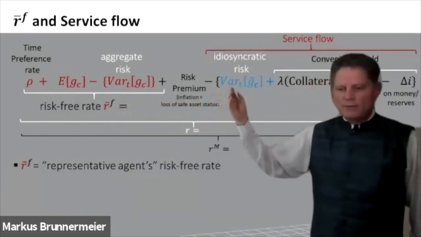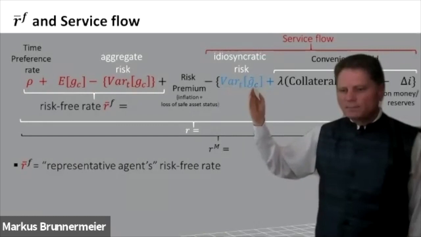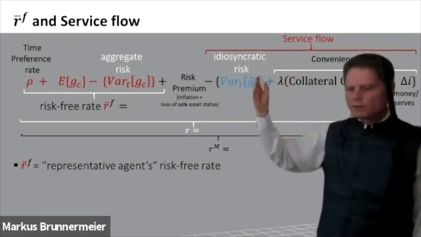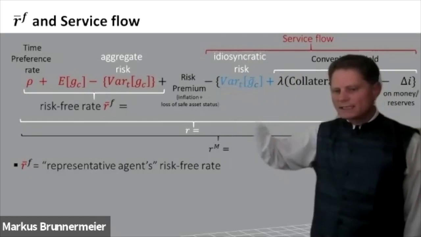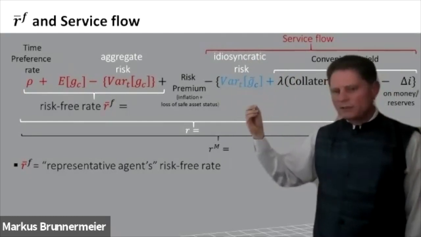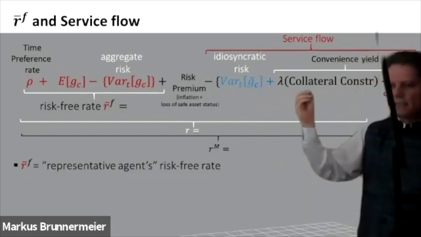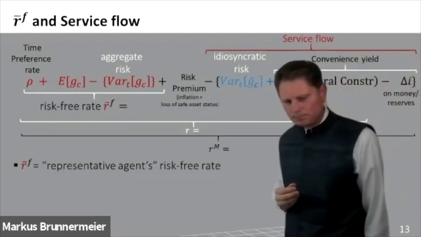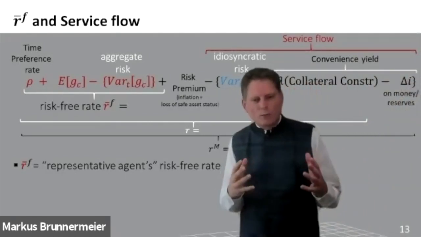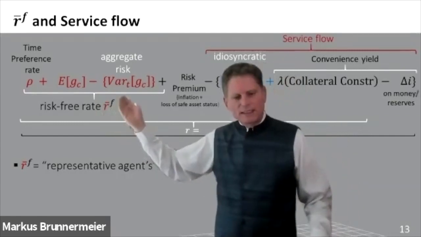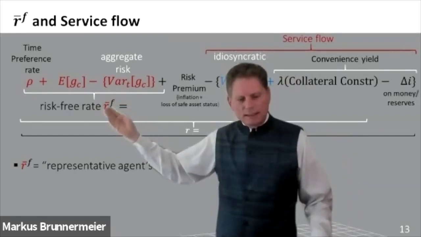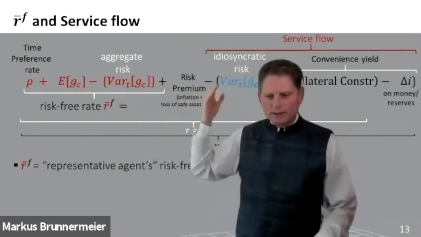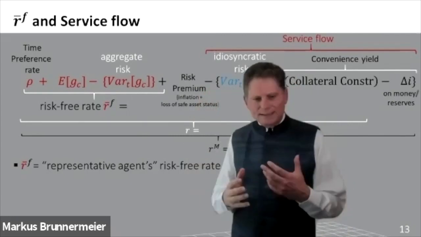But now I have this idiosyncratic risk term over here. And instead of calling this whole thing convenience yield, I call it service flow. Service flow consists of this idiosyncratic risk term, which I want to explain later, and the convenience yield we have normally. That's the standard convenience yield people have measured. Now, what is this risk-free rate with a bar there in red? That's the representative agent's risk-free rate, which does not include this idiosyncratic risk. So it's nothing dramatic.